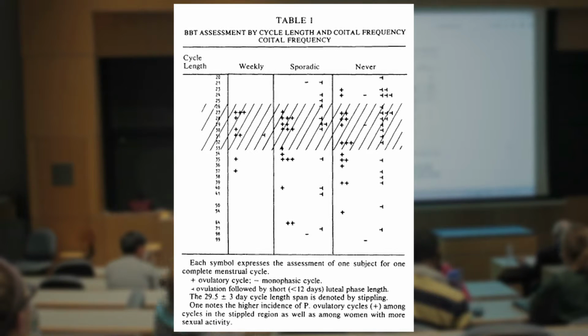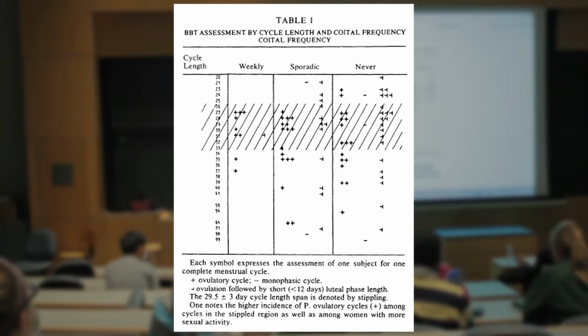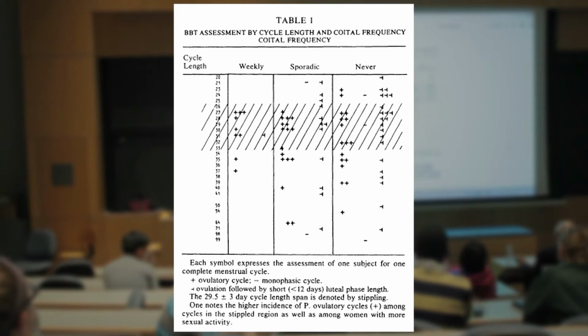The sporadic women show different cycle lengths, because this is cycle length, and that barred side is the 29.5 plus or minus 3-day cycle length. And you can see the huge quantity of luteal phase defects in sporadically active women, and very few failures to ovulate. The very longest cycle and the very shortest cycle of the sporadic, you see that minus? That person didn't even ovulate, and neither did that one. And the nevers similarly showed a lot of luteal phase defects.